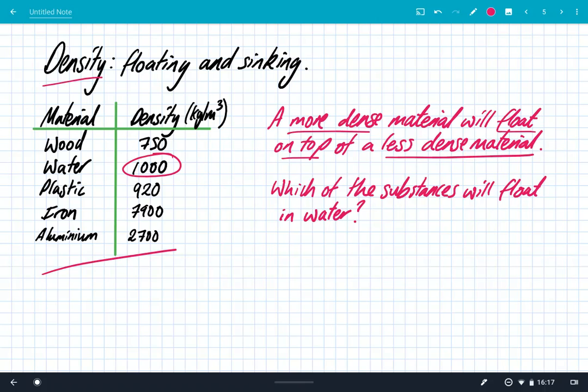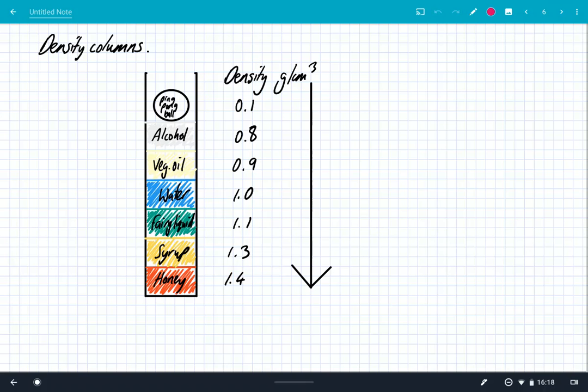Water has a density of 1,000. So the two things that are less dense are wood, which has a density of 750 kilograms per meter cubed, and plastic, which has a density of 920 kilograms per meter cubed. They will float. All the other materials, you've got iron and aluminium, they've got densities greater than water and they will sink. So this explains why things float and sink when you place them on top of each other when they're liquids. And you see this in a practical called a density column.